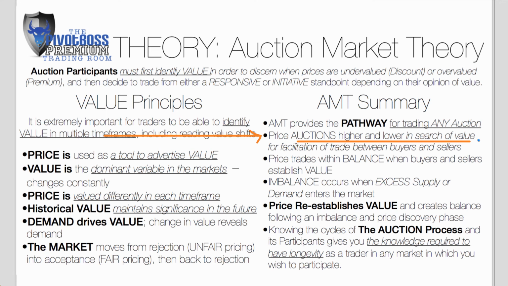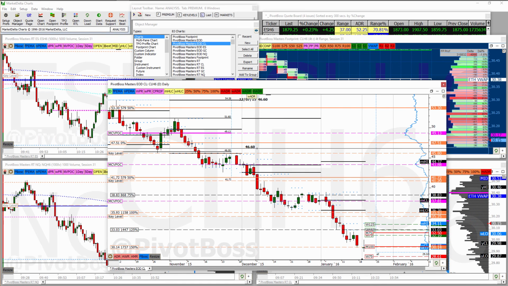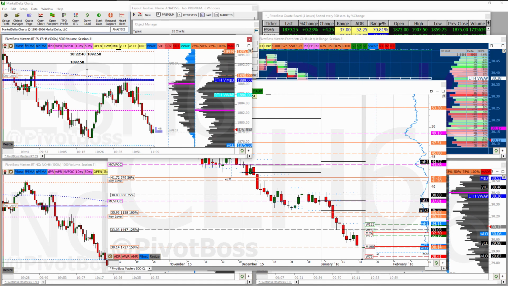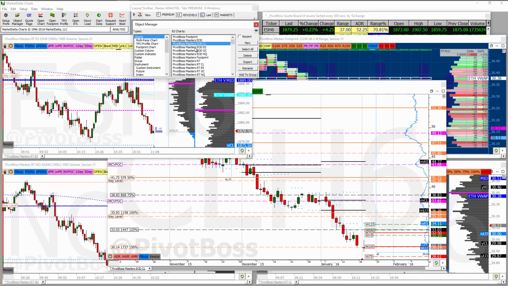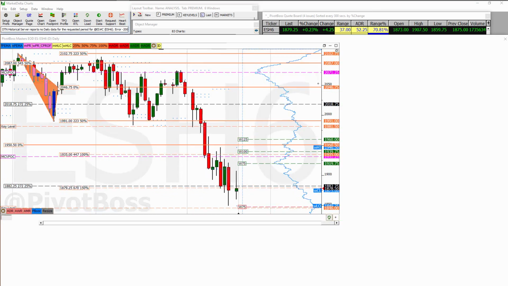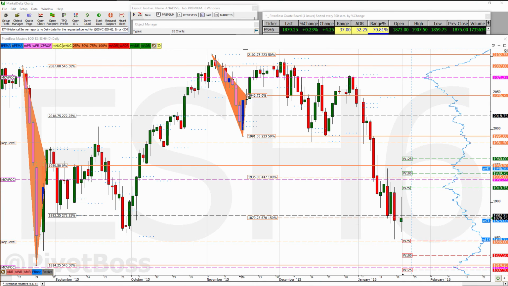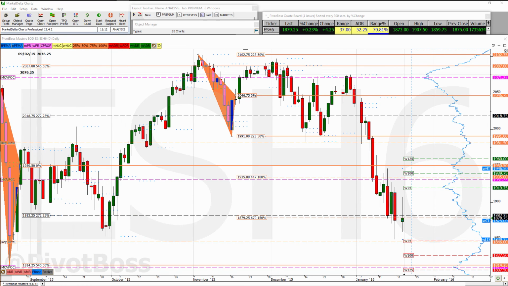I hope that makes sense, because that is really all you need to know about markets in general: the markets want to create a trading range to trade and facilitate trade between buyers and sellers. They want to. Here's a great example of that concept. If I bring up the ES, you have to know that the market wants to trade in a range that facilitates trade between buyers and sellers.